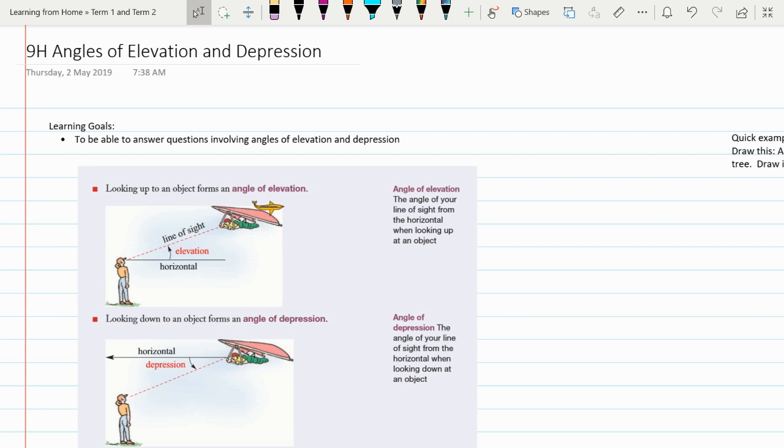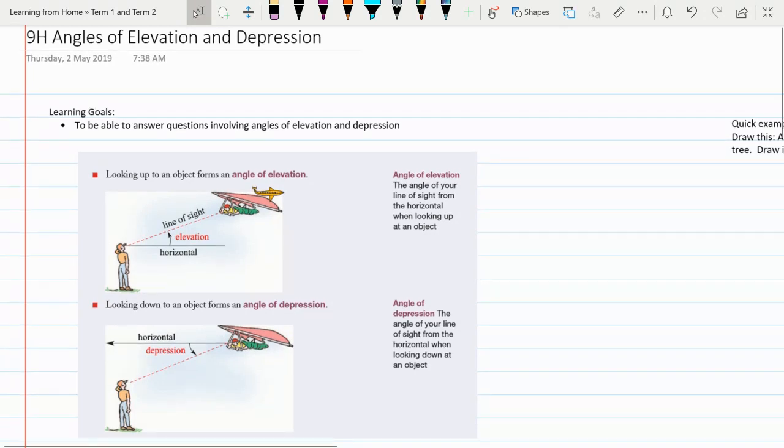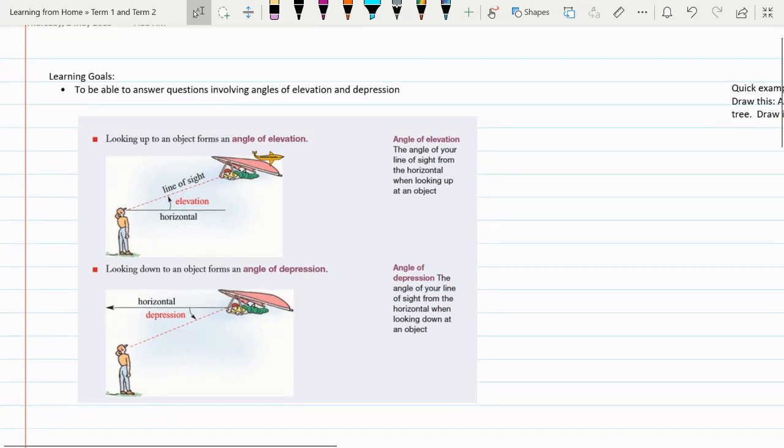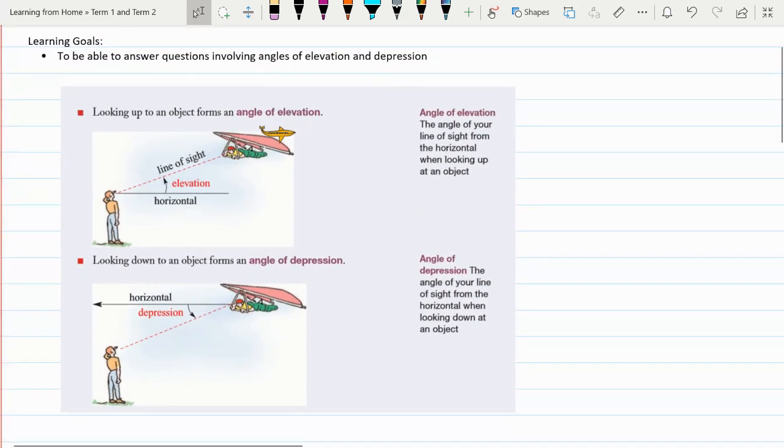So this is an introduction to angles of elevation and depression. This is part of Year 10 Trigonometry. So we can see in the diagrams here that angles of elevation and depression are always measured from the horizontal.